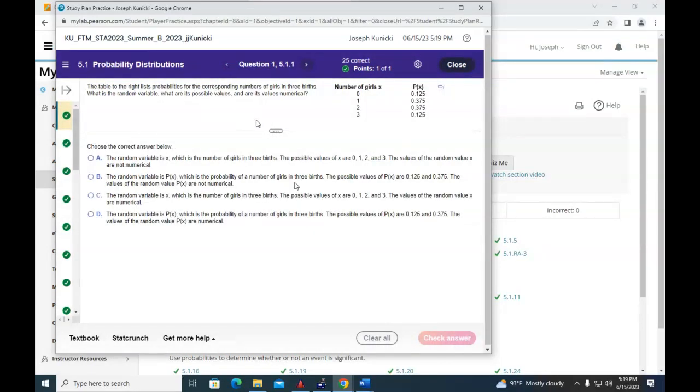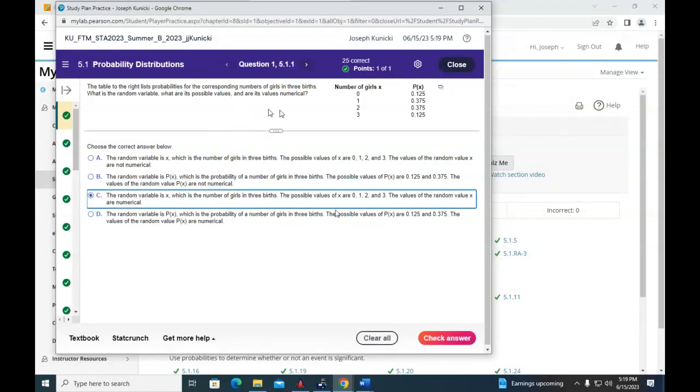Let's go back to 1. The table on the right consists of probabilities corresponding to girls. So it's exactly the table I wrote over there, only it's in decimal form. And because it's symmetrical, girls and boys are 50-50, the probabilities don't change. So which is the random variable? What are its possible values? And are its values numerical? So the random variable is x, the number of girls in 3 births. The possible values are 0, 1, 2, and 3, and the values of the random variable are not numerical, so that one's not right. It's C, because they are numerical. So C is the right answer.